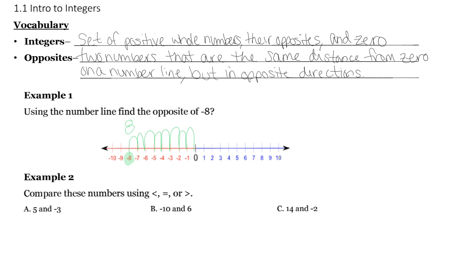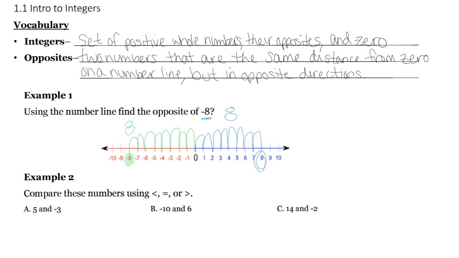So -8 is 8 places away from zero. Now we have to count in the opposite direction, keep going on the number line and count 8 places forwards. So 1, 2, 3, 4, 5, 6, 7, 8. And we've come to the number 8. So the opposite of -8 is a positive 8. Okay? So the opposite of -8 is a positive 8.